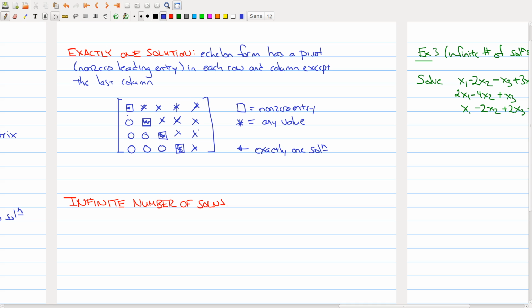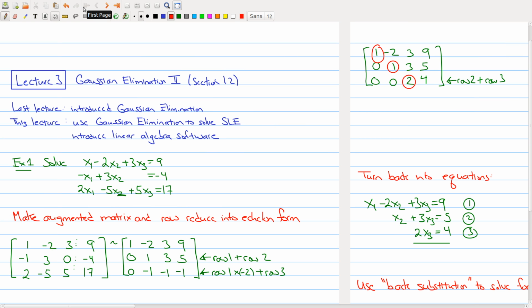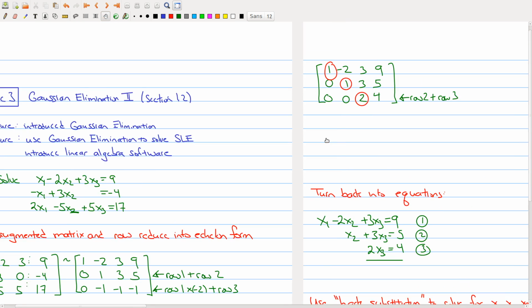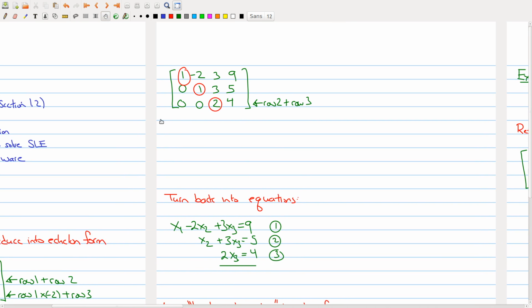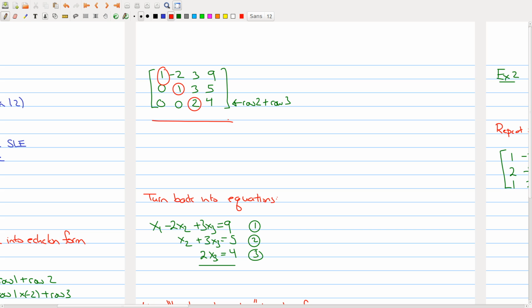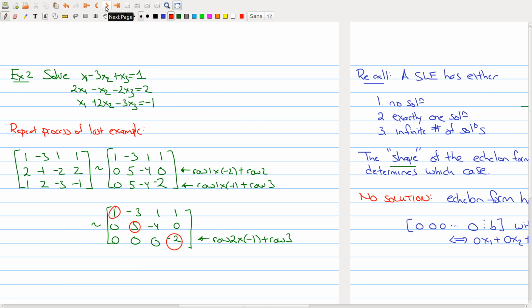We have a pivot. So let me circle the pivots here. They're all the squares. You have a pivot in each row and each column, except for the last column. Now our first example in the first part of today's lecture, let's go all the way back. Let's move it over here. It's this matrix right here. And we see that we have a pivot in each row and in each column, except for the last column. And then we actually found that there was exactly one solution in this case.